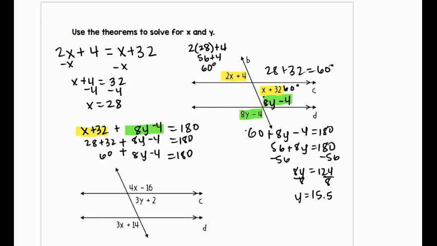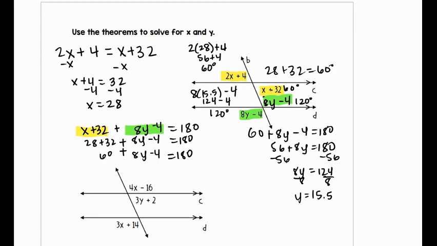And it looks a little weird, but we're going to go plug it in and make sure that this makes sense. So it was 8 times y, which is now 15 and a half, minus 4. Well, 8 times 15 and a half gets us 124, and if we subtract 4 from that, that should equal 120. If that's 120 degrees, then this one should be 120 degrees.